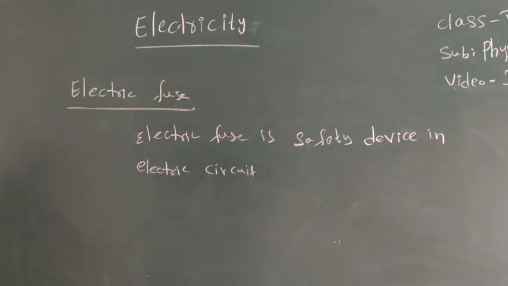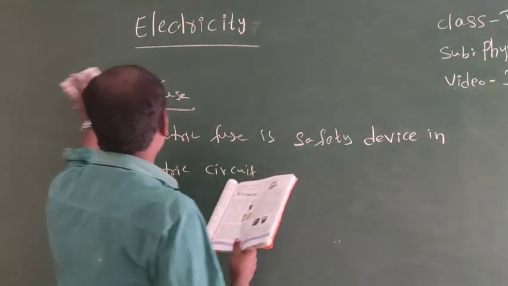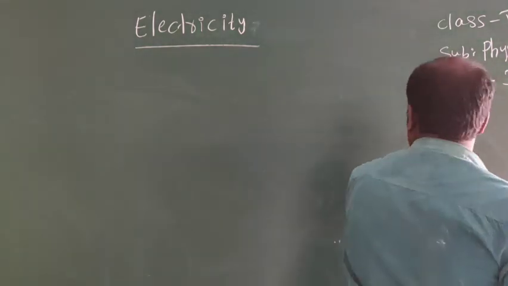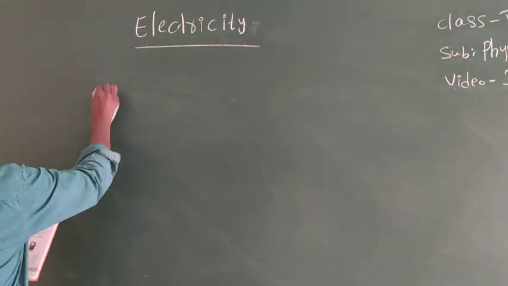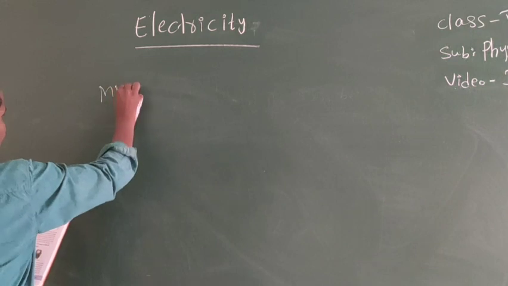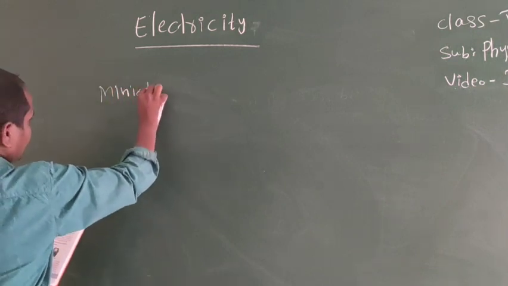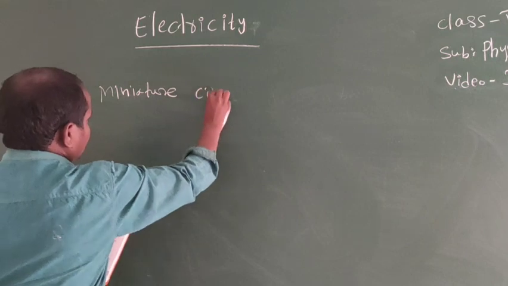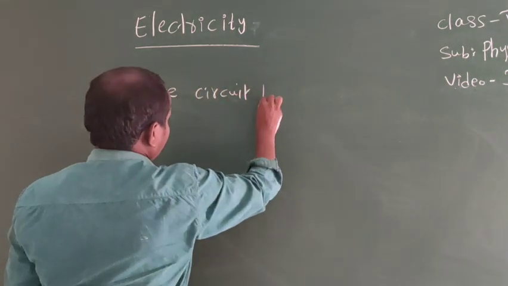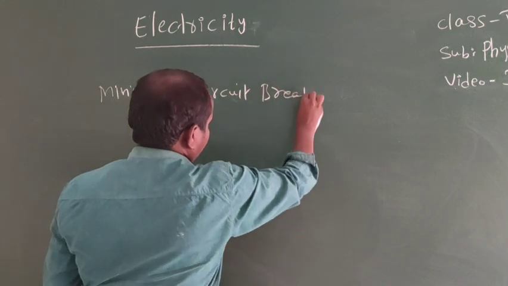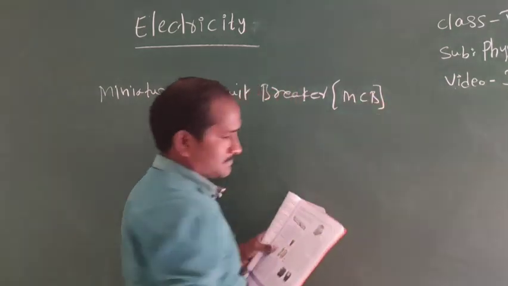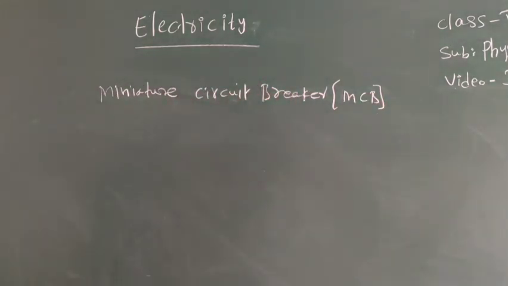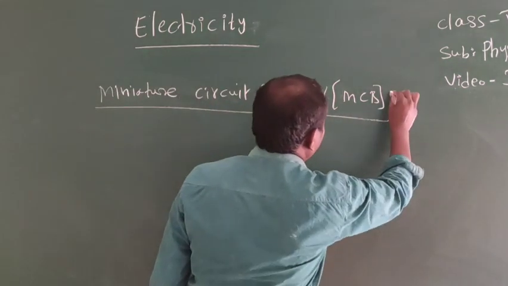Next one, MCB means miniature circuit breaker. What is the advantage of MCB? Miniature circuit breaker. Once observe this video.